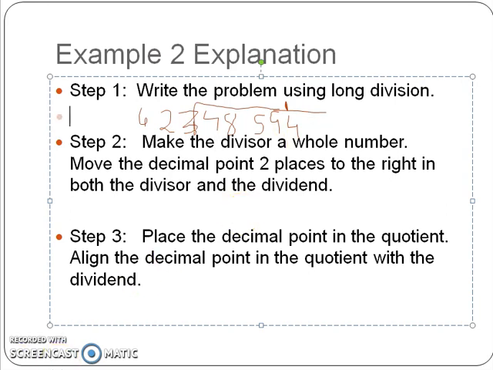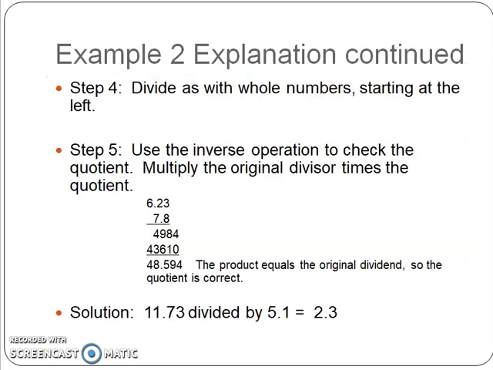Again, if you're still struggling, go back and watch that previous video where it's a little bit more detailed. In this particular problem, you would get the answer of 7 8/10. And I want you to practice using the inverse operation to check your work. You're going to take the divisor and multiply it times the quotient, and it should equal the dividend.